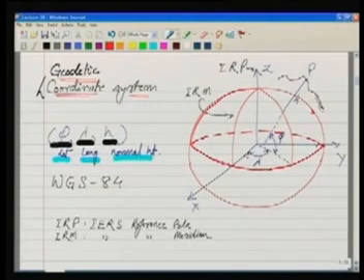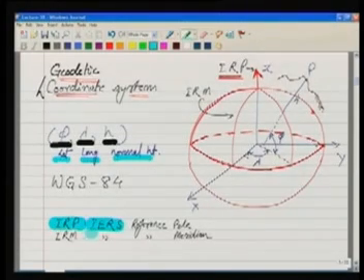Now, over here, this particular direction is, we say, IRP. IRP stands for IERS Reference Pole, where IERS is the International Earth Rotation Service. So, you can consider this direction as a reference pole, a reference direction which had been established by IERS.